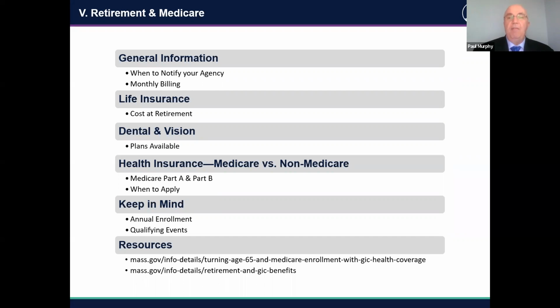Under age 65, the plan you have with the Commonwealth, if you're not eligible for Medicare, pays everything in full because you have the coverage and you're not eligible for Medicare.